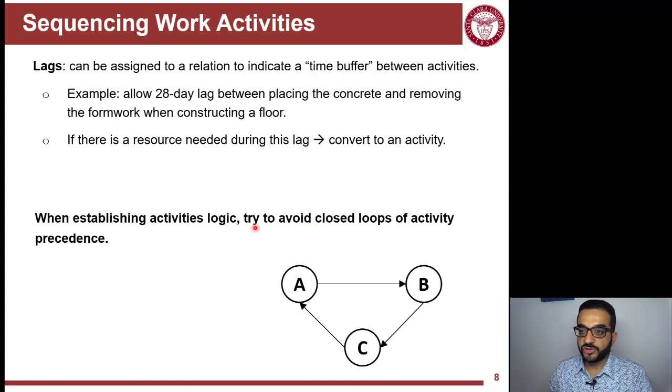Another thing you have to pay attention to is when you create that logic or sequence, don't create infinite loops. So if B depends on A, and then C depends on B, and then A depends on C, this means that this is an infinite loop. Software will detect that and will tell you. But just be aware when you create the logic on paper or an Excel sheet, to avoid closed loops or infinite loops of activity logic.